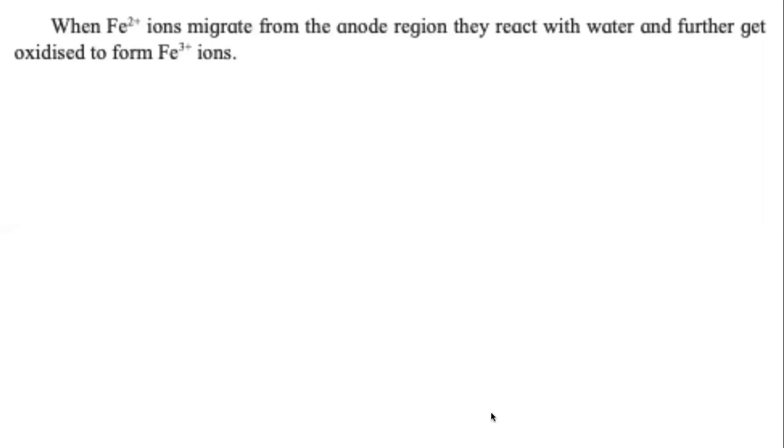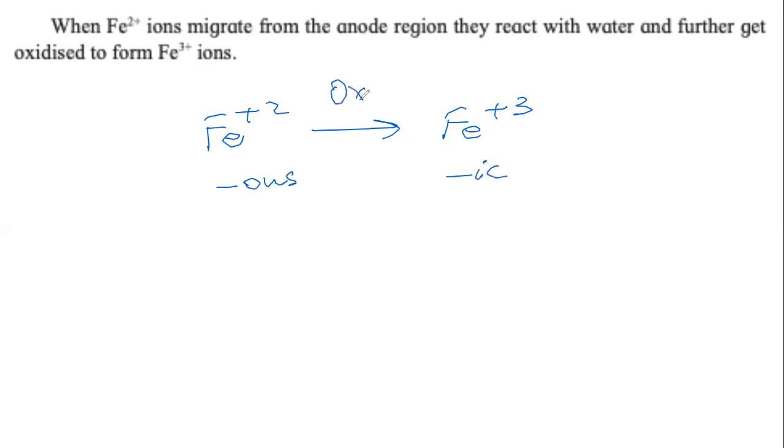We studied this yesterday, that when Fe+2, the ferrous, turns into Fe+3, that is ferric, this is another oxidation. The positive charge is increasing.